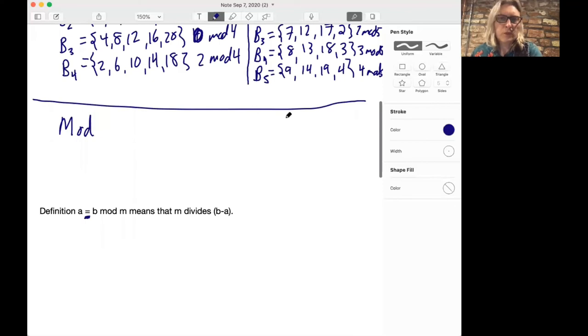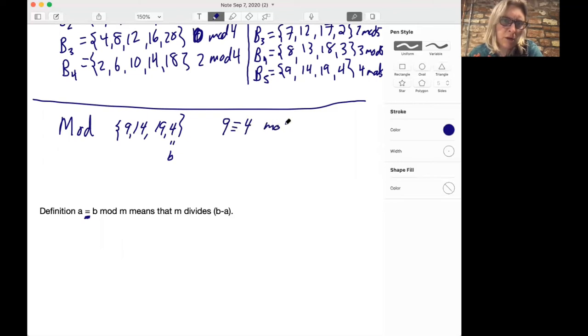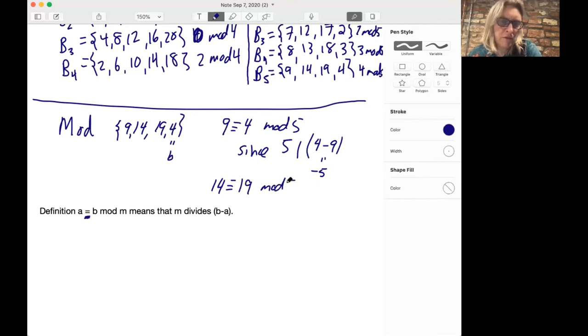So for example, in this set 9, 14, 19, and 4, let's set little b to be 4. And then notice that 9 is equivalent to 4 mod 5, since 5 divides 4 minus 9, which is negative 5. And similarly, 14 is congruent to 19 mod 5, since 5 divides 19 minus 14, which is 5.